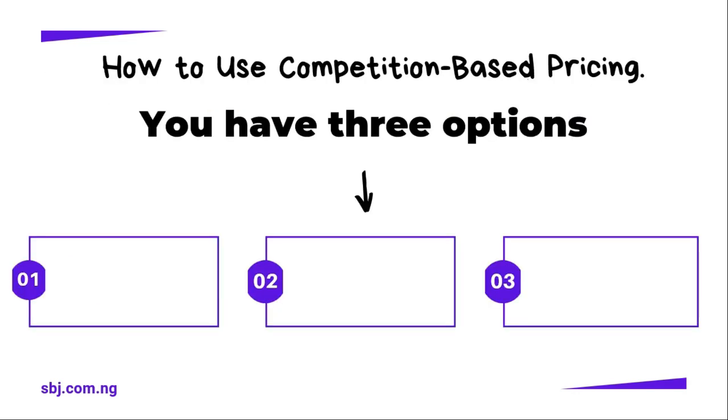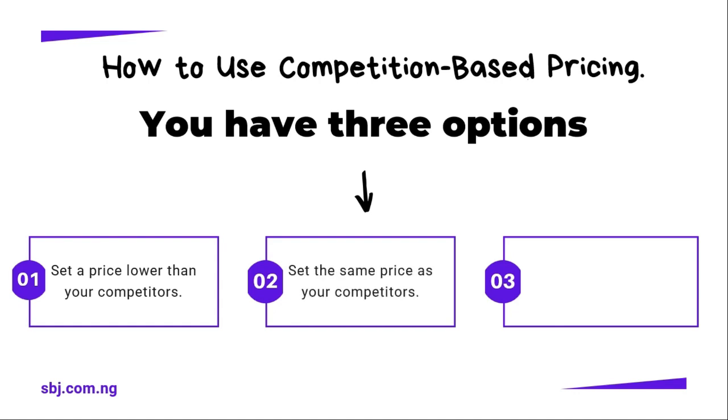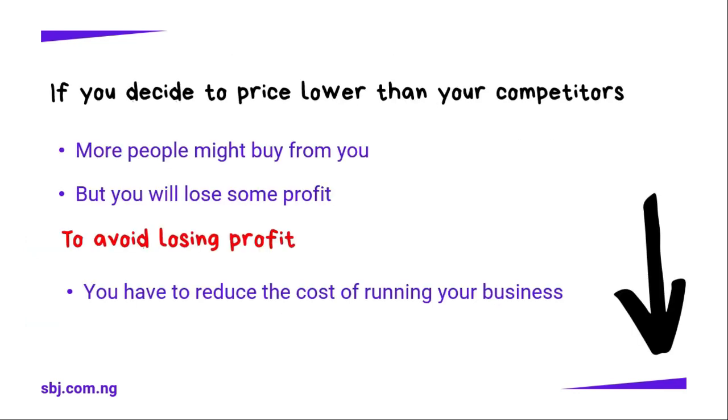Of course, like I said earlier, you have three options. You can set a price lower than your competitors. You can set the same price as your competitors, or you can set a price higher than your competitors. Now, what are the advantages or disadvantages of setting prices at these different levels?